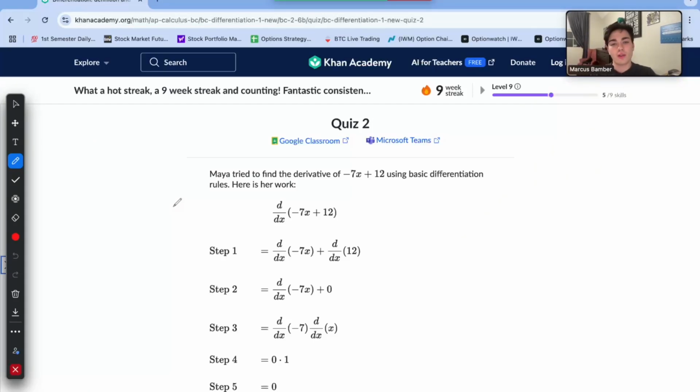Today we're going over quiz 2 in Unit 2 differentiation. Today we're going to be doing a lot more actual calculus, as we are going to be learning about the product rule and the quotient rule, which are really important differentiation rules as we start to get a little bit more complex with our calculations today.